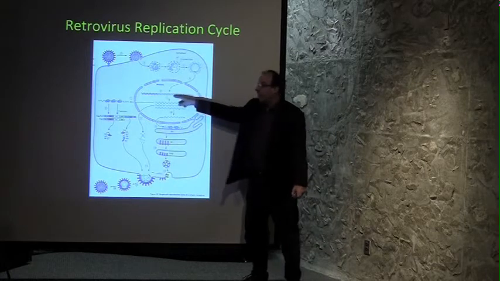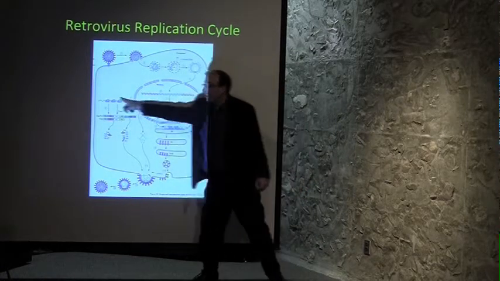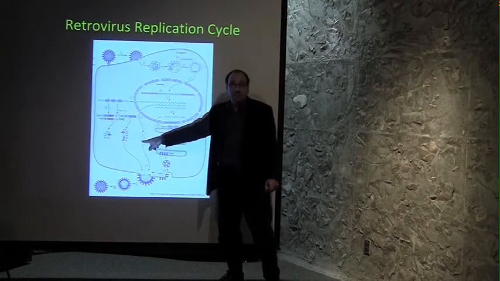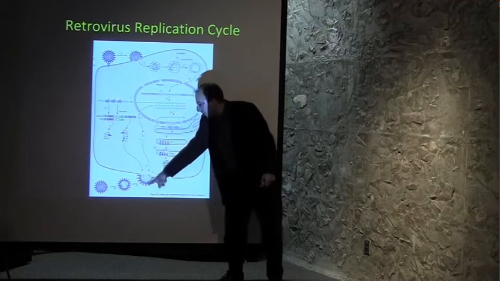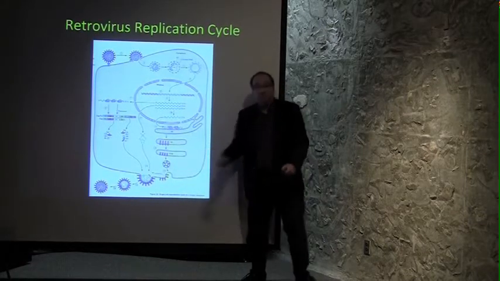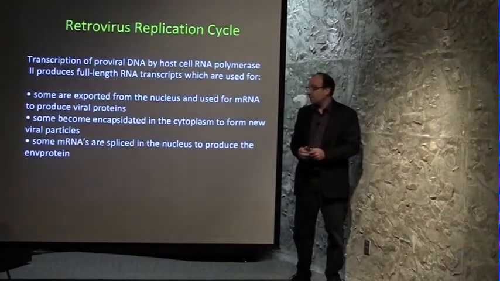So you can see the proviral DNA integrated makes RNA. Some of the RNA is translated into protein. Some of the RNA is used to make viral genomes, packaged into virions. Some of the RNA is spliced, which is used to make the envelope protein, the surface protein on an HIV particle.